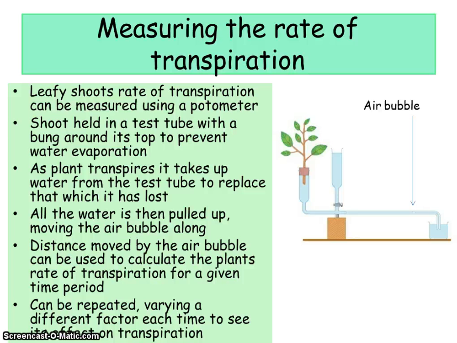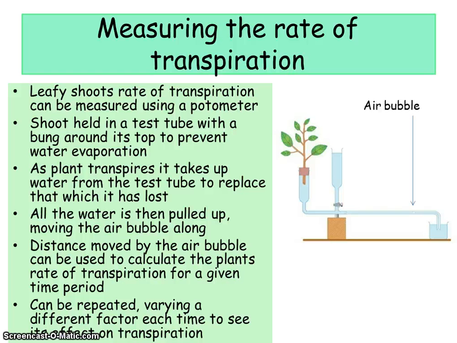So the first thing we do is we take a small plant shoot and we hold it in a test tube with a bung around its top to prevent any water evaporation from inside the tube, because the whole point of this is that we're keeping it as airtight as possible. As the plant transpires, it takes up water from the test tube to replace that which is lost.